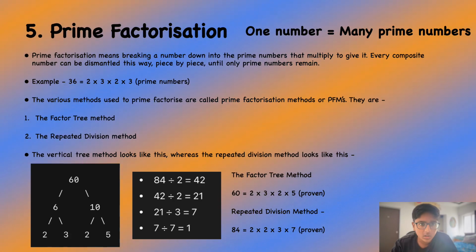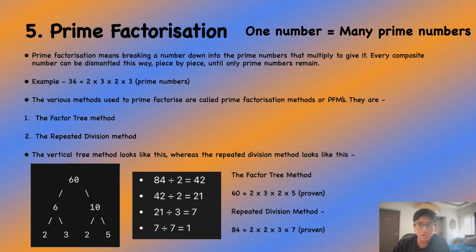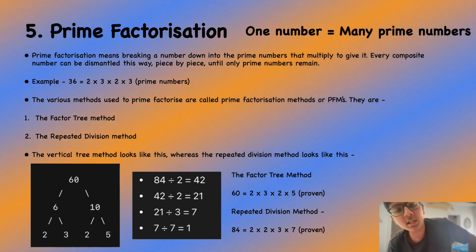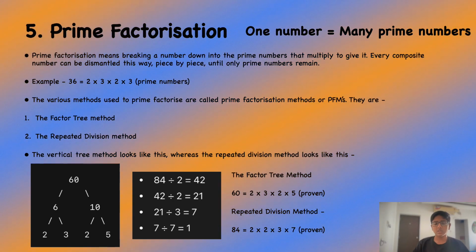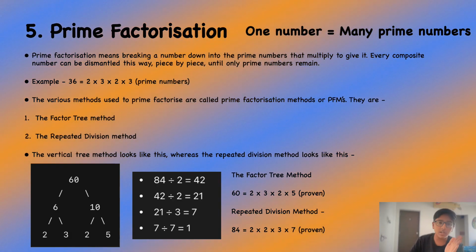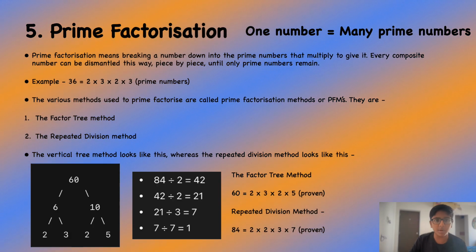Now, prime factorization, the most important concept of this chapter. Prime factorization means breaking a number down into the prime numbers that multiply to give it. Suppose we take 27, 27 is 3 into 3 into 3. So 3's are prime numbers. So that is prime factorization. Dividing 27 into the numbers which multiply together to give 27. So that is called prime factorization.